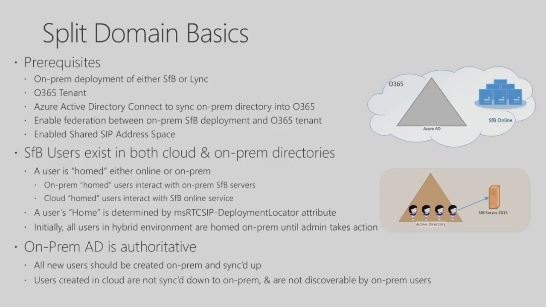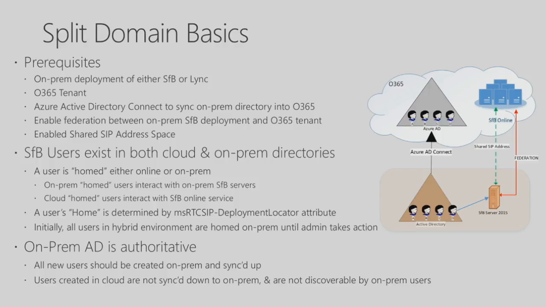That's it. Next step is you deploy Azure AD Connect on premises in your environment. That's going to sync your users up into the cloud. But at this point, you're still not using Skype for Business. Then what you're going to do is enable shared SIP and federation between on-prem and the cloud. And now you're ready to start using Skype for Business online.